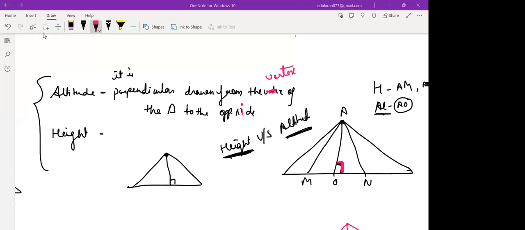Ma'am, what did you write after perpendicular? It is a perpendicular drawn from the vertex of the triangle to the opposite side. Okay. Ma'am, you have to write drawn also? Drawn, like draw, like drawn. A perpendicular drawn from the vertex of the triangle to the opposite side. Okay. Yes.